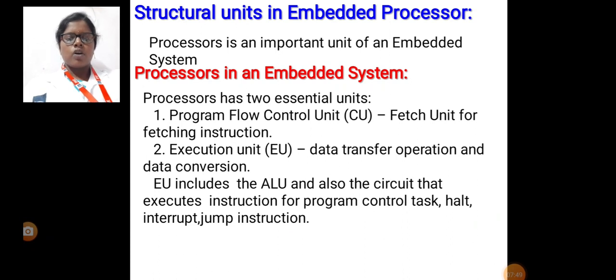A processor in a system has a program flow control unit and an EU unit. The CU includes a fetch unit for fetching instructions from the memory. The EU has units that implement the instructions pertaining to data transfer operations and data conversion from one form to another form. Here EU includes ALU, which means arithmetic logic unit, and also circuits that execute the instructions for a program control task. It can also execute instructions for a call or branch to another program and for a call to a function. The processor is mostly in the form of an IC chip or VLSI chip.